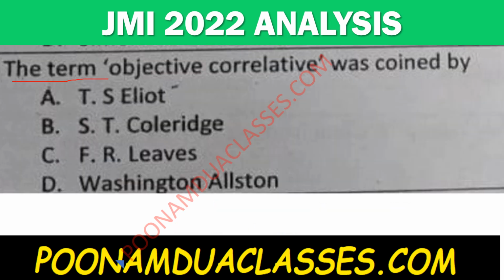And this question: the term objective correlative was coined by. The correct answer here is option D, Washington Allston. The term was coined by Washington Allston but was popularized by T.S. Eliot in his essay Hamlet and His Problems, the 1919 essay. But the term was coined earlier by the American painter and poet Washington Allston.